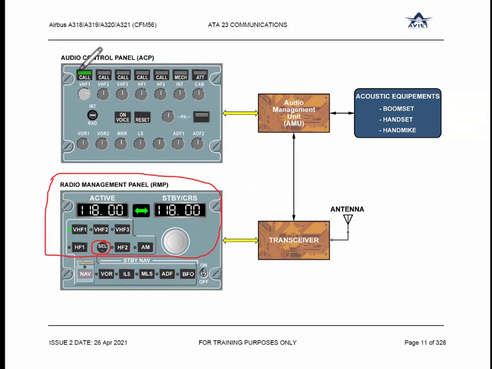Now, audio, you have these top buttons. And below them, the receiver names are written: VHF1, VHF2, VHF3, HF1, HF2, right? Interphone, cabin, correct? So these top buttons are transmission buttons.